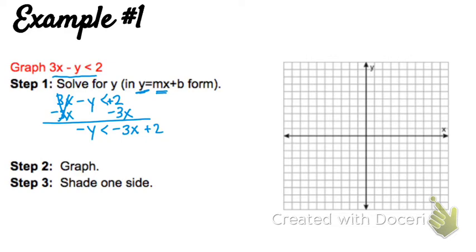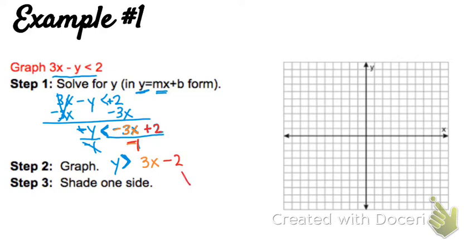And now I'm going to undo this negative here by dividing by negative 1. And I need to divide this whole side by negative 1, and that cancels that out. Remember, when you divide by a negative number, you have to flip the sign. So it was less than, and now it has to be greater than. If I divide negative 3x by negative 1, negative 3 divided by negative 1 is just positive 3. And then if I divide positive 2 by negative 1, it's negative 2.